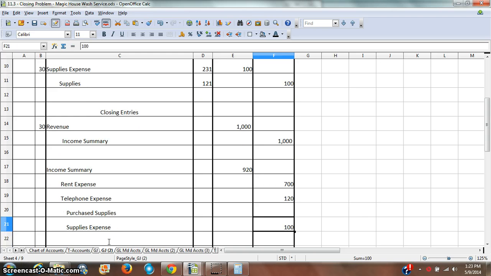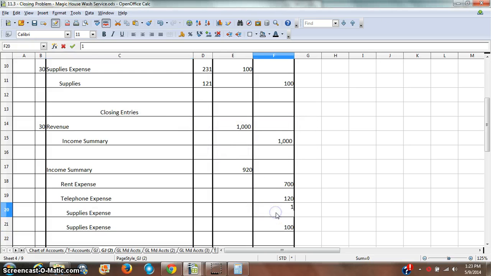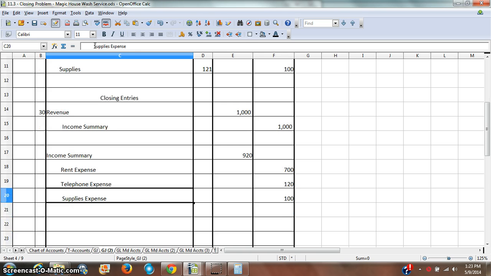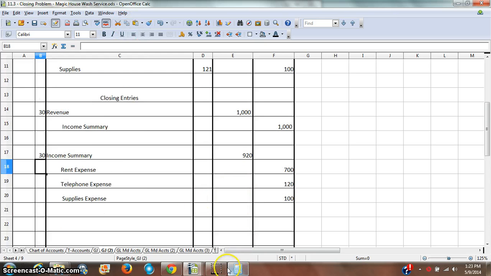And this is looking a little bit funny here. I'll fix that. It should also be in about the same place. There. Got the proper indenting there. Alright. Now I'll put the date here. And there I have posted the first 2 of my closing entries.